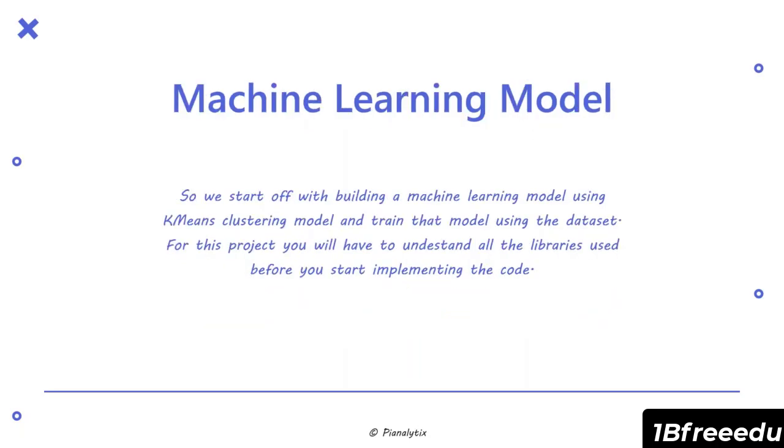So next is the machine learning model. We start off with building a machine learning model; that is our main point. We are using a k-means clustering model and training it using the Yelp dataset that we have. I've just given this as a pointer that for this project, you will have to understand all the libraries used before you start implementing the code.